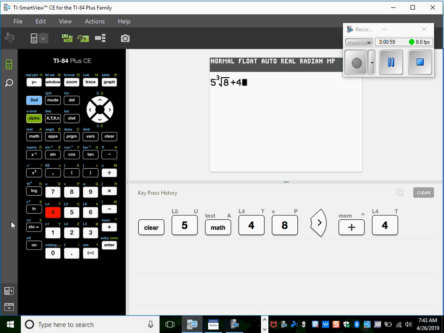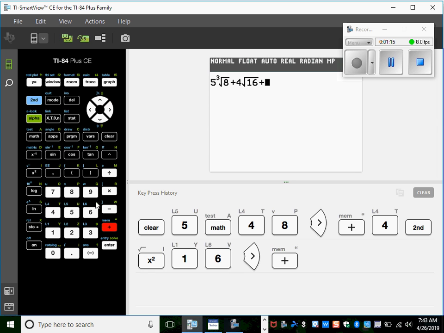And then it was the square root of 16. So we're going to hit the second key and the x squared key. And then we're going to type in 16. And we're going to arrow out. And then it was plus 9. Okay, you can type it in just like that. Tells you the answer is 35.